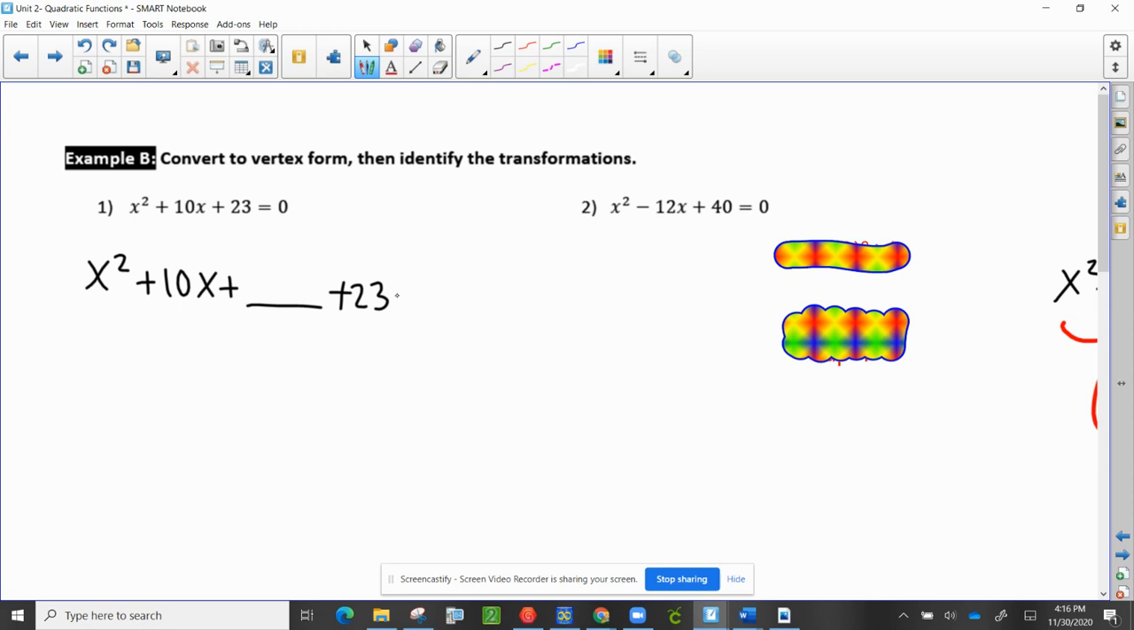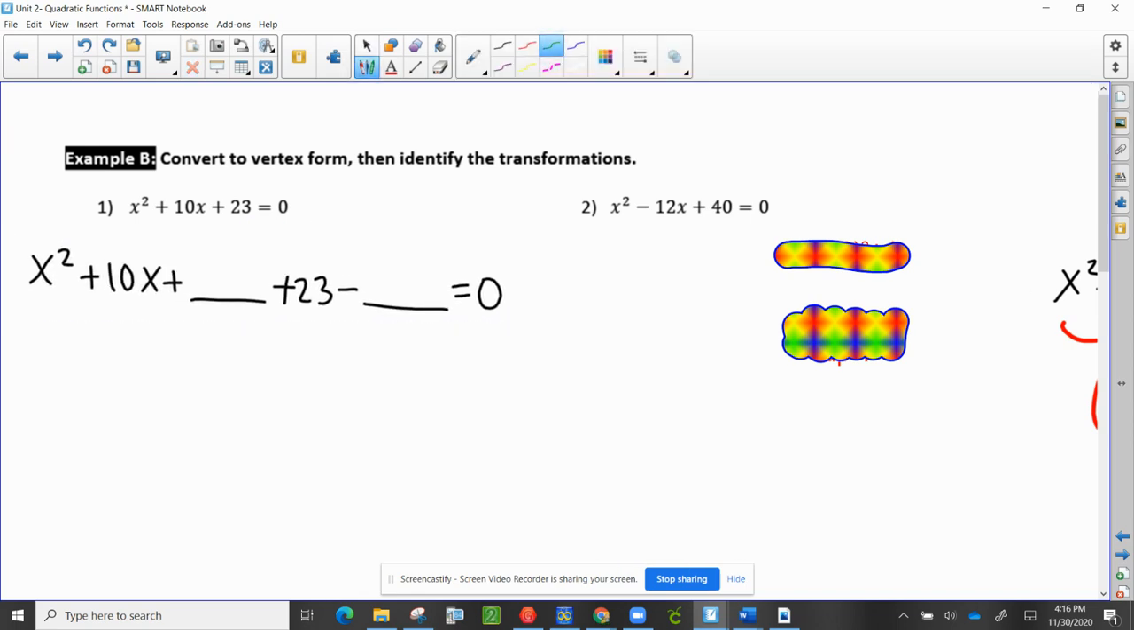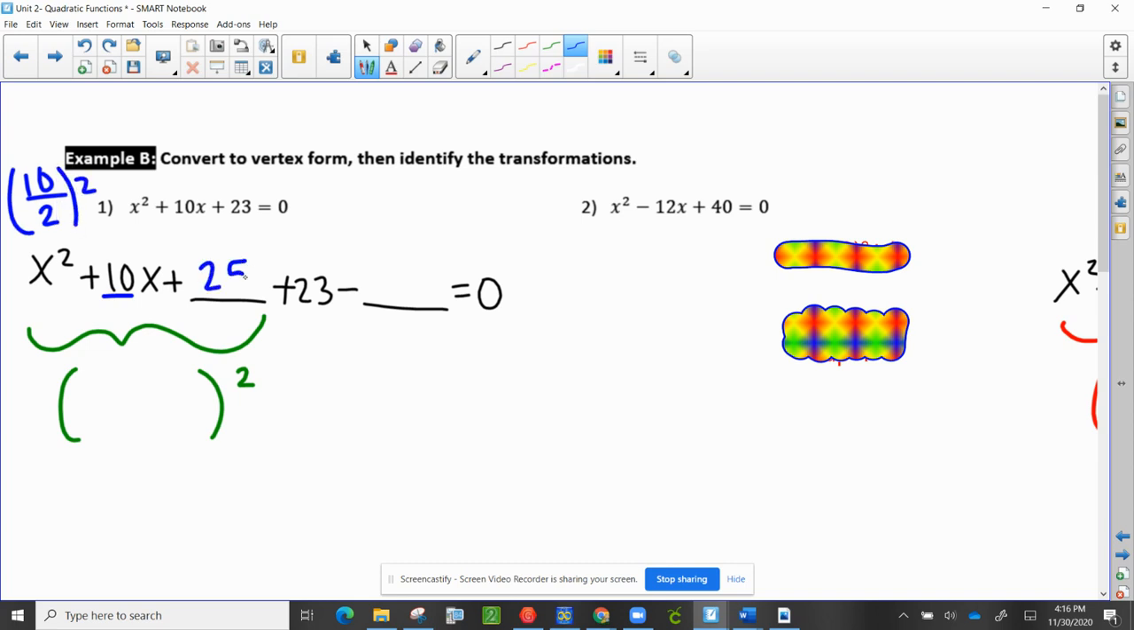Remember, whatever I add on here, I have to subtract off in order to keep this an equivalent expression. Okay. Just move that over a little bit. So now we have to complete the square. And again, the whole point of completing the square is so I get this perfect square trinomial and turn that into something squared. So we take half of our b term, so half of 10, and then we square it. So half of 10 is 5. 5 squared is 25. So 25 gets added in on the front and subtracted off at the back.